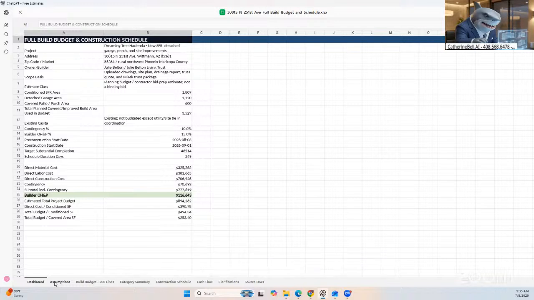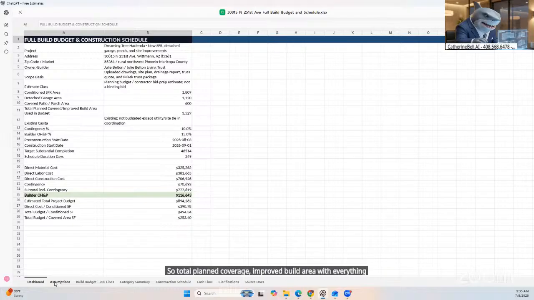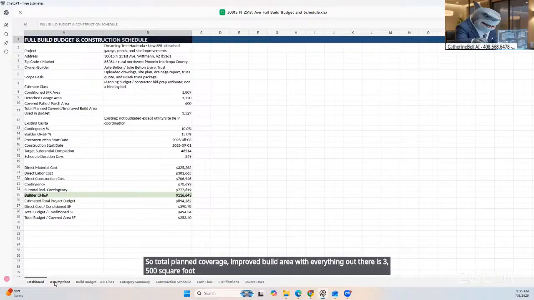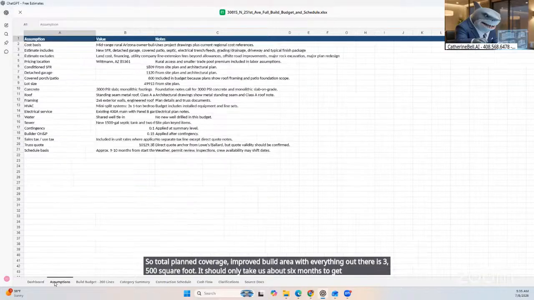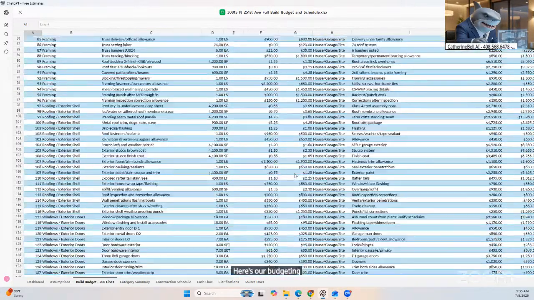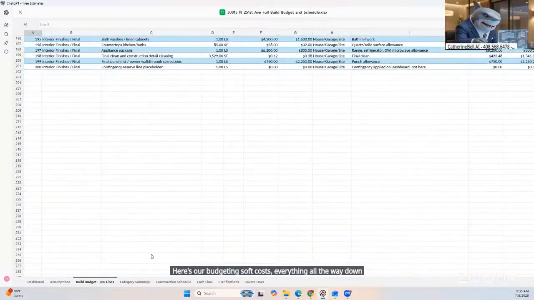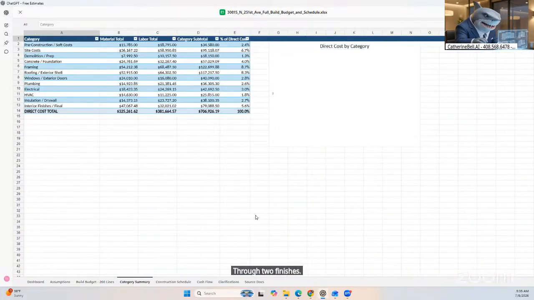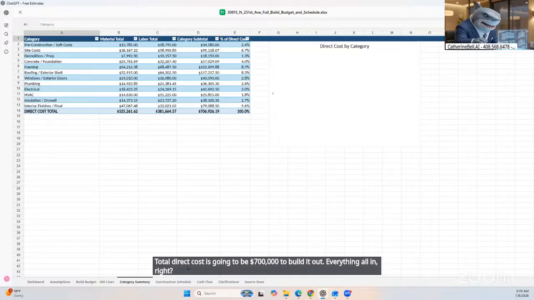Total planned coverage, improved build area, with everything out there is 3,500 square foot. It should only take us about 6 months to get that entire thing done, start to finish. So here's our budgeting: soft costs, everything all the way down through to finishes, category summaries, total cost, labor, everything. Total direct cost is going to be $700,000 to build it out. Everything all in, material and labor.